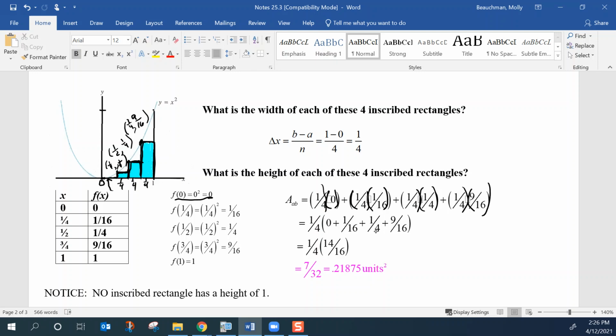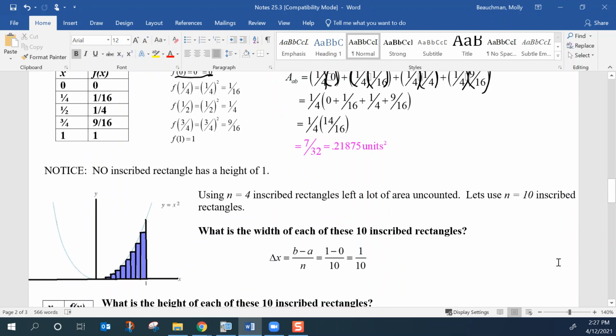0 plus 1/16 plus 1/4 plus 9/16 gives us 1/4 times 14/16, which is an estimate of 7/32 or 0.21875 square units. So that's underestimating, by having 4 rectangles drawn and then estimating the area. Notice all the blank spaces up there. So how do you get a more accurate picture?